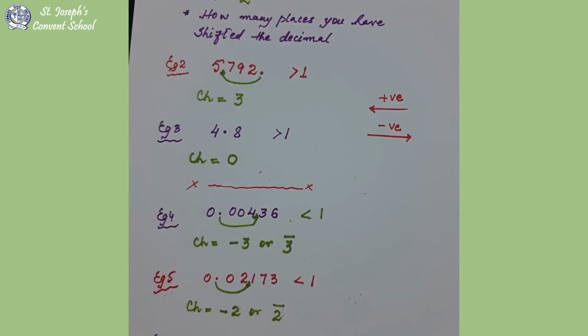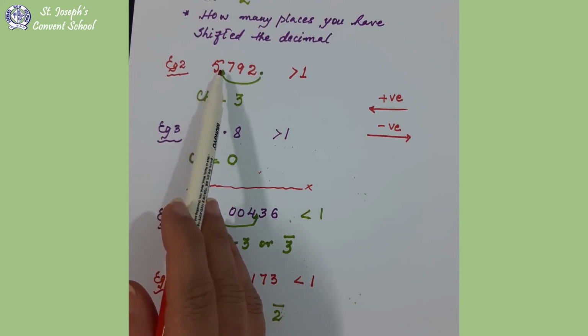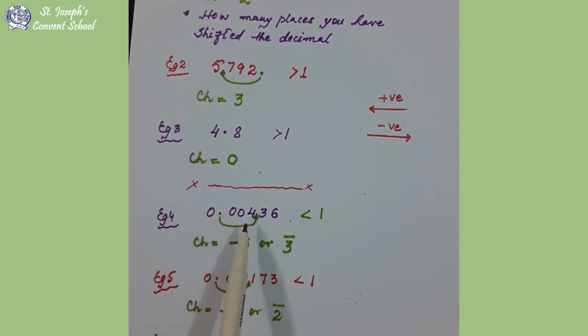So remember this, and always shift the decimal after the first non-zero digit. In this case also, after the first non-zero digit. Same here, after the first non-zero digit, which means after 4. So the rule is the same for both. After shifting the decimal, count the number of places you have shifted, and then write the characteristic. I hope you have understood this first part of the logarithms, that is the characteristic. This is the first step, how to find the characteristic.